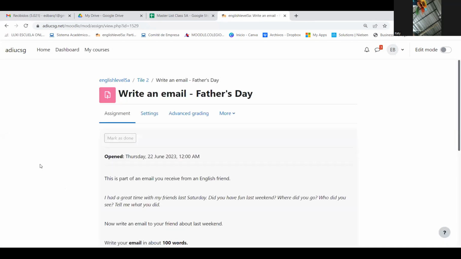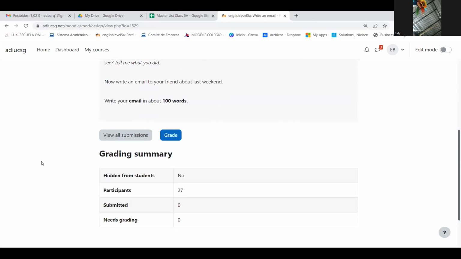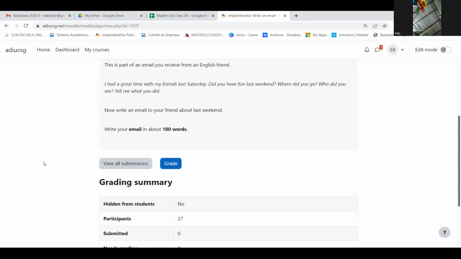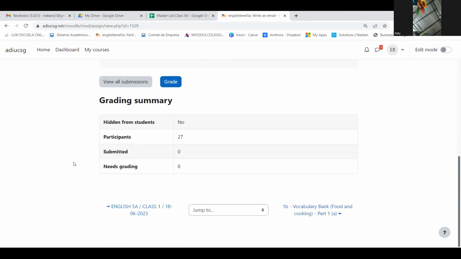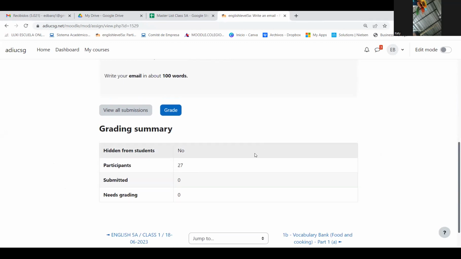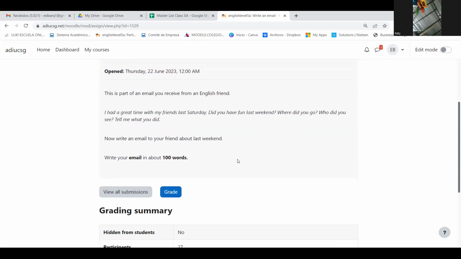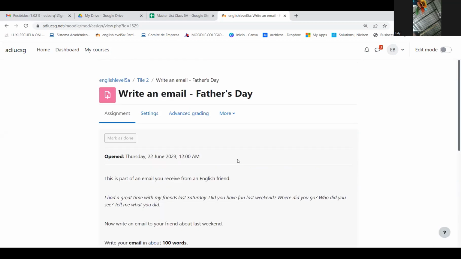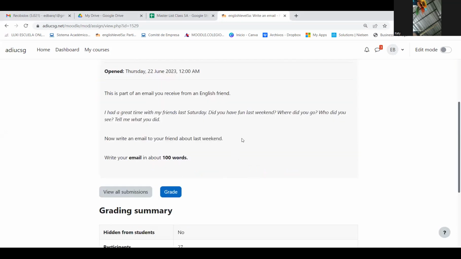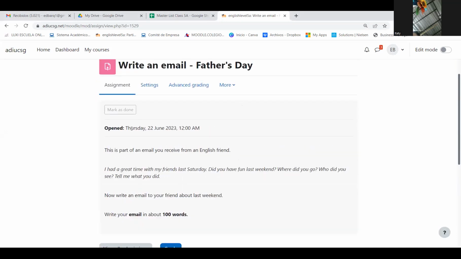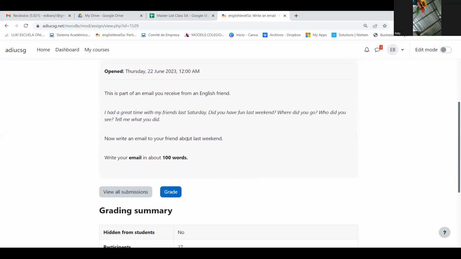So I don't want you to write an email again. I just want you to take a screenshot of the feedback that you received from Write and Improve, and you put it here. All right, very simple. Any questions? I just want you to take a screenshot of the feedback you receive in Write and Improve, and you put it here. Understood?